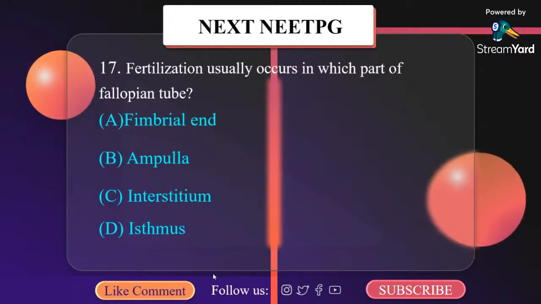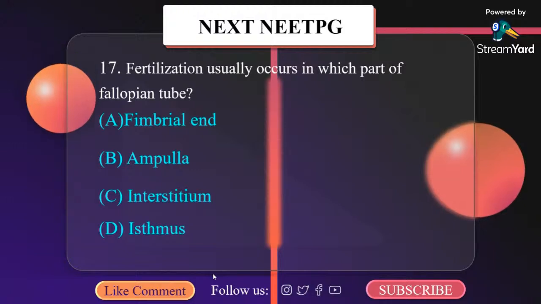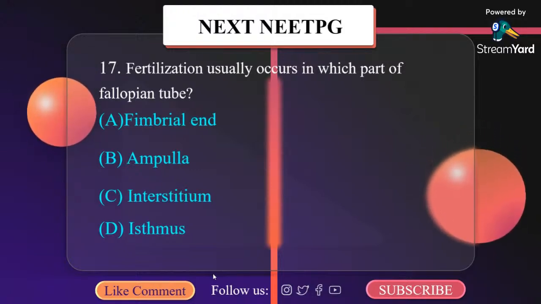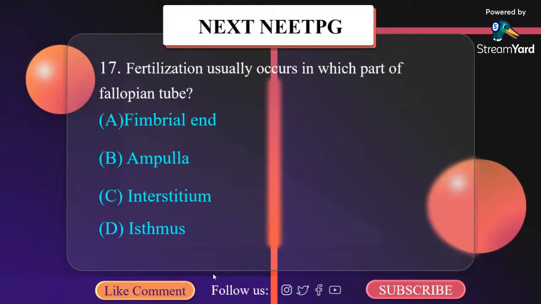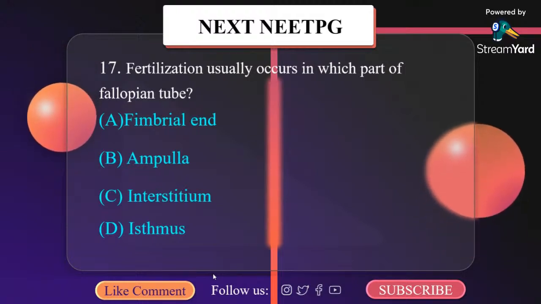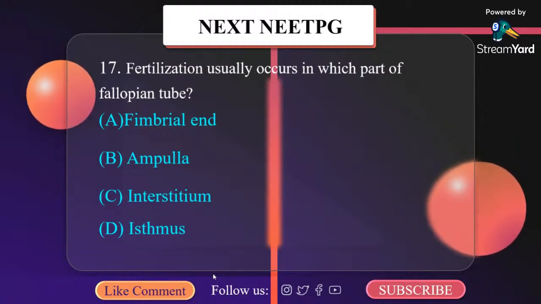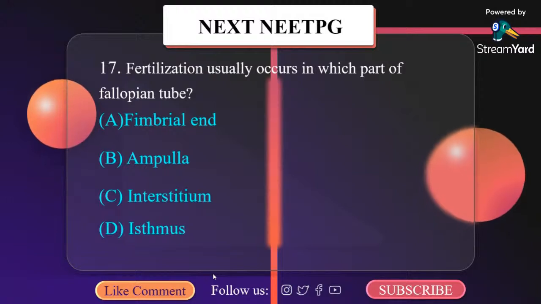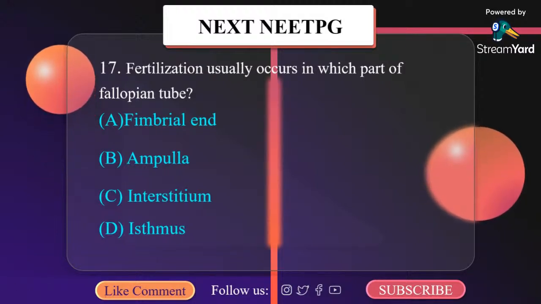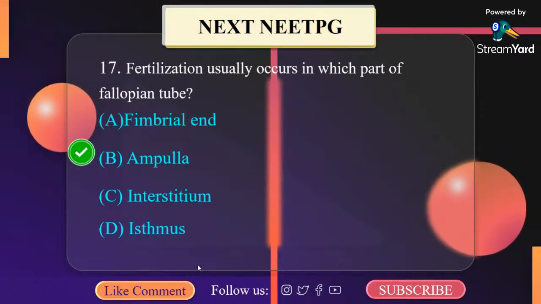Fertilization usually occurs in which part of fallopian tube? A. Fimbrial end, B. Ampulla, C. Interstitium, D. Isthmus. So where does fertilization exactly occur? What do you think is the correct answer? Fertilization usually occurs in the ampulla of the fallopian tube.